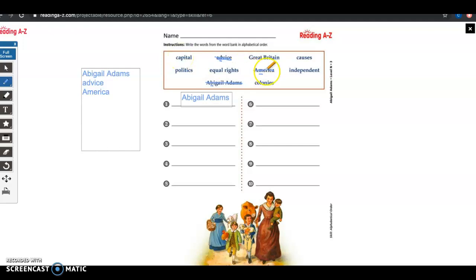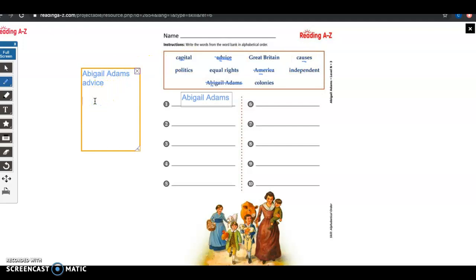So this one has a CA, but this one also has a CA. So I know since these both have a CA, they're going to come before colonies because colonies is a CO and O comes after A. What I need to figure out now is which of these two would come first. So this one has a CAP and this is a CAU. So I know from knowing my alphabet that P comes before U.